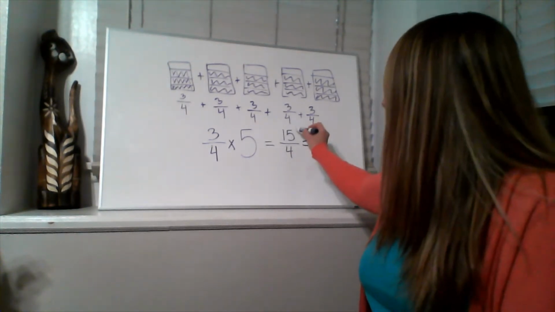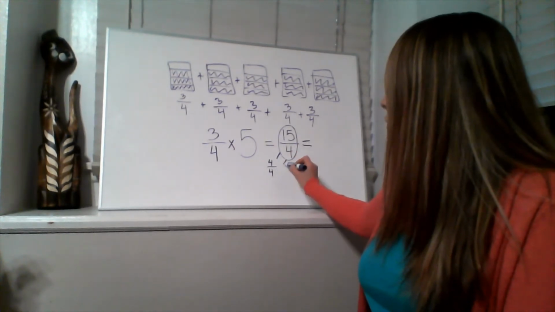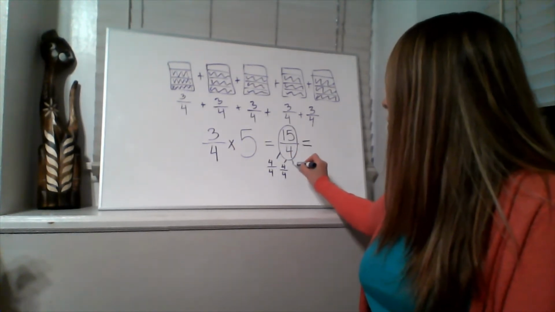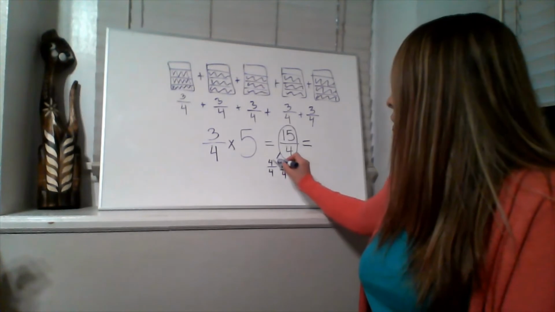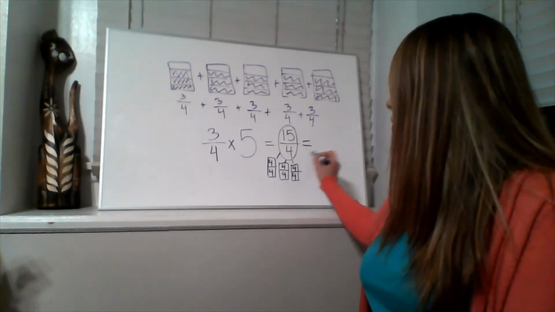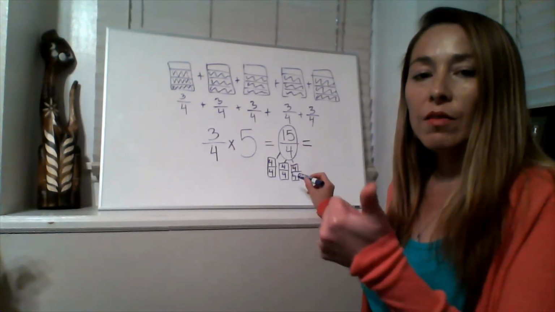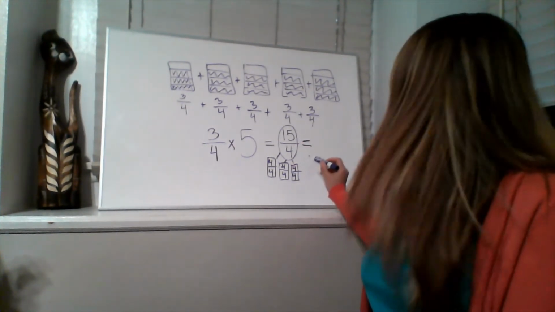But what I know is I can take fourths out. 4/4, 4/4, because those are all one whole. There's 1 whole, 2 wholes, 3 wholes. So far I have 12, but I have used 15. So 12, 13, 14, 15.